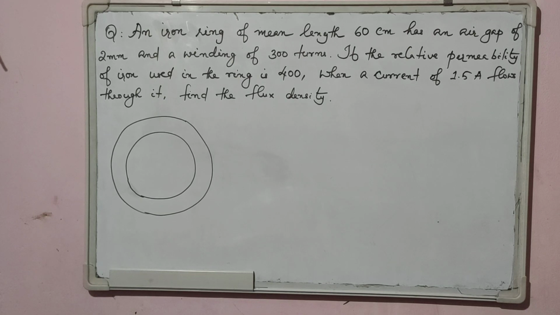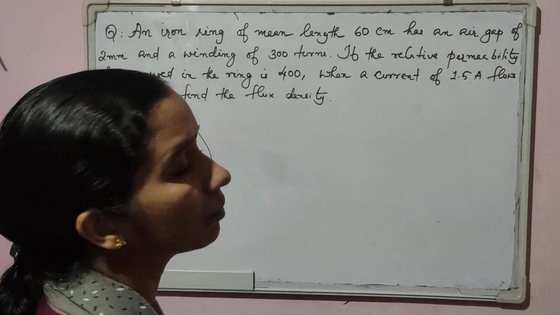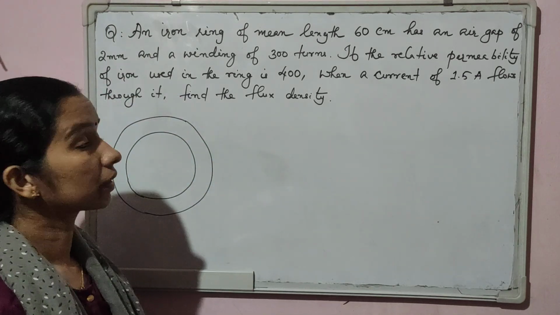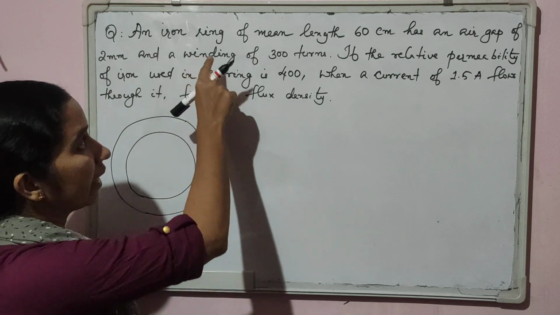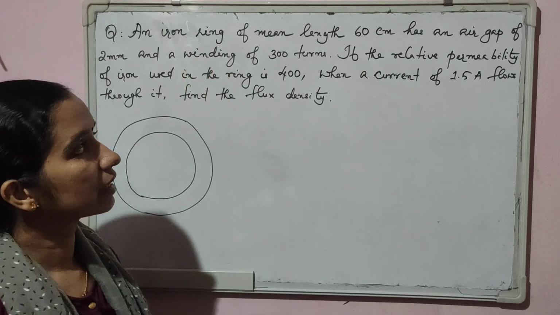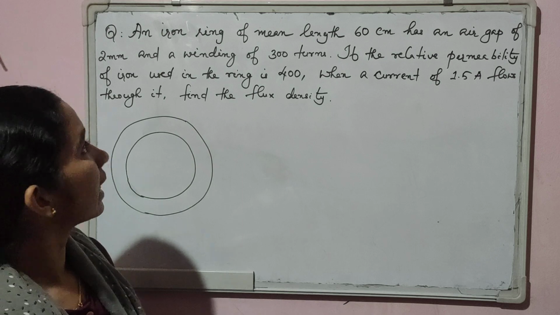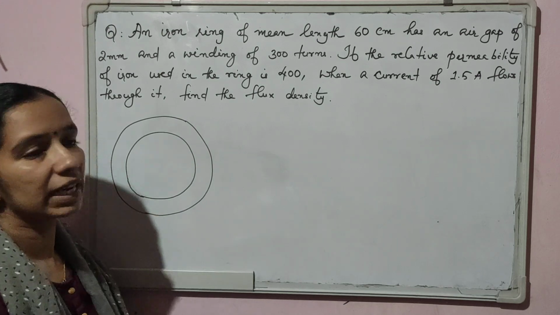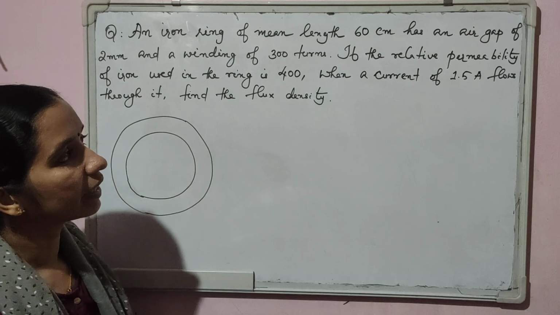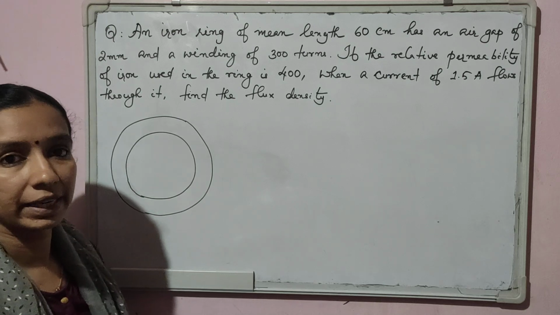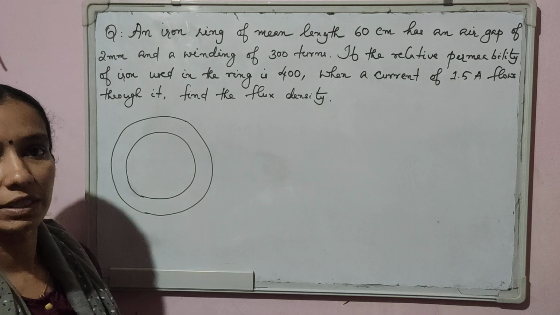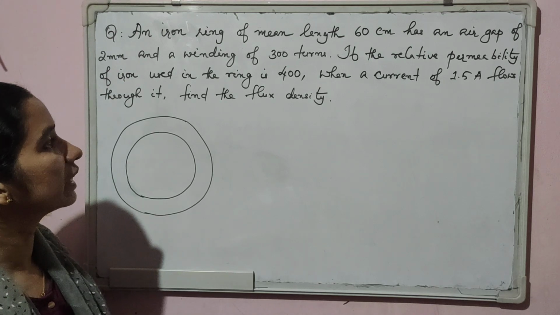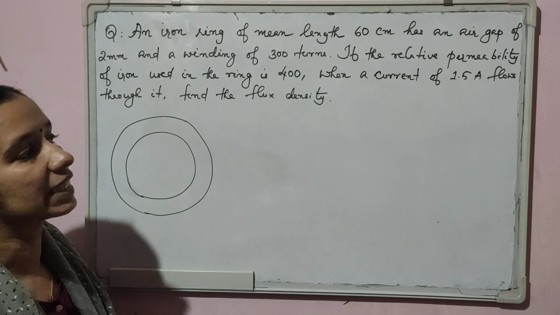In this lecture, we are going to solve a problem on series magnetic circuits. The question is, an iron ring of mean length 60 cm has an air gap of 2 mm and a winding of 300 turns. If the relative permeability of iron used in the ring is 400, when a current of 1.5 ampere flows through it, find the flux density.